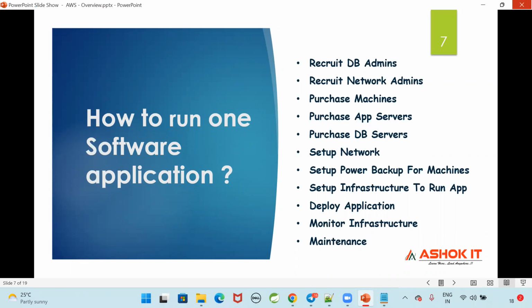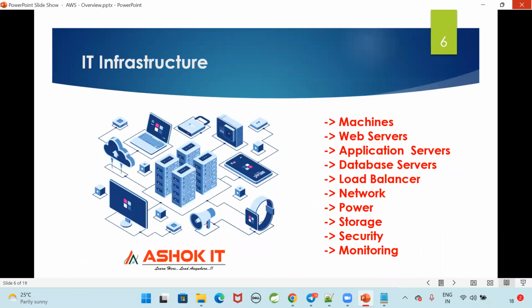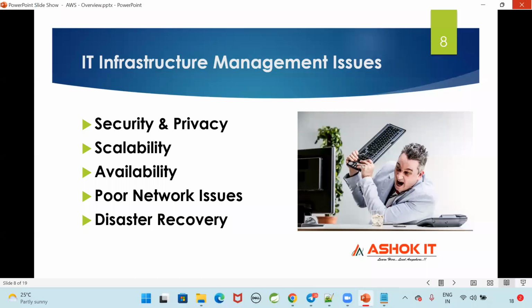So if you want to set up IT infrastructure on your own, it is very costly. Purchasing computers, purchasing servers, purchasing network, purchasing power, purchasing storage, setting up security, monitoring the servers, recruiting the people, paying the salary to them. And if there is any problem, you should be able to resolve that problem, right? All these things we need to take care on our own to run our business, to run our application. That is risky, and we need to invest a lot of money.